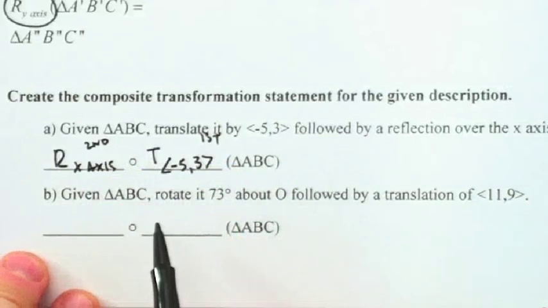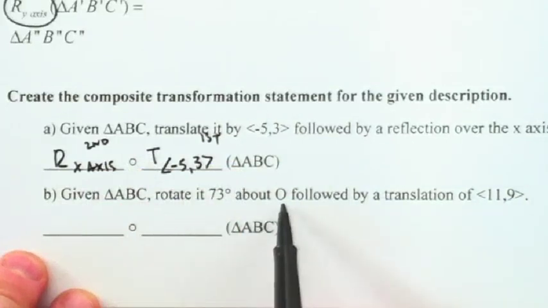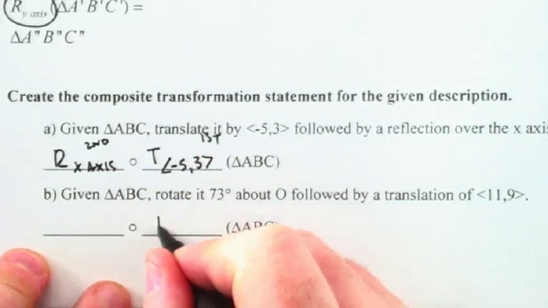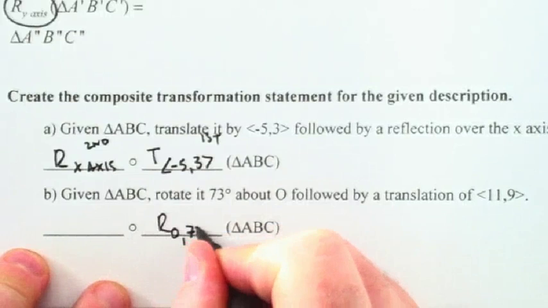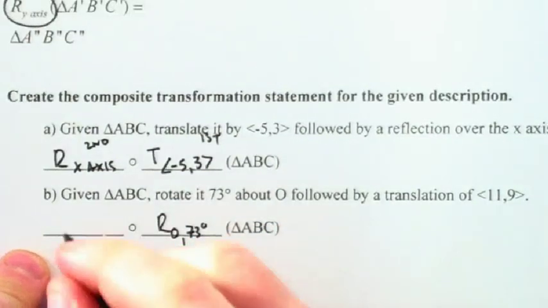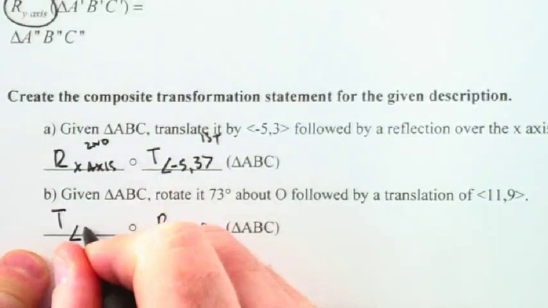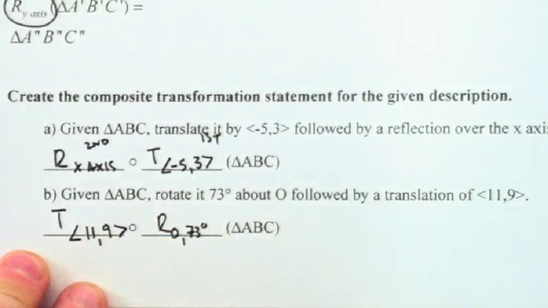Here they want us to do a rotation of 73 degrees about O and then translate it. So first we would rotate 73 about O, and then second we would translate it by 11 and 9. It's written kind of in a reverse manner, but you'll get used to it.